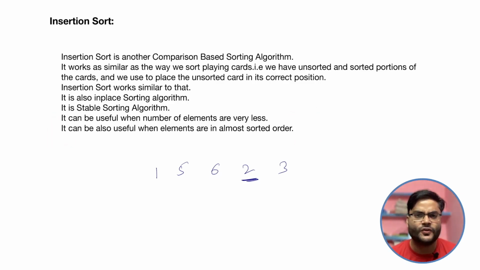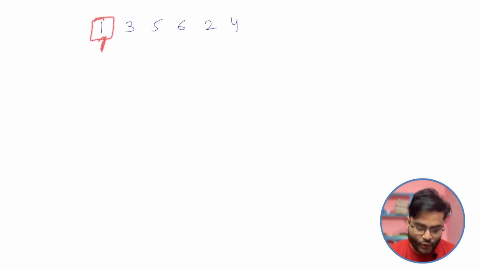So let's start with our first example. Let's say we have elements like 1, 3, 5, 6, 2, 4. Take these elements only. Now we are at 1, so we will see whether 1 is in the correct place or not. We are at the first position, so this will be in the correct place, because no element is before 1. So 1 is sorted.